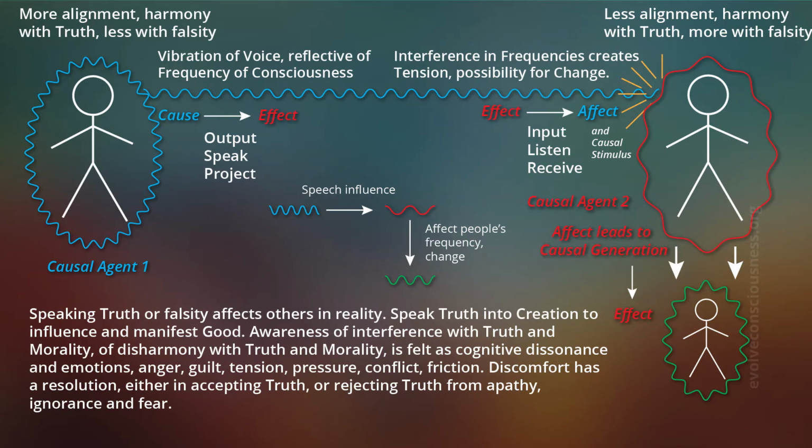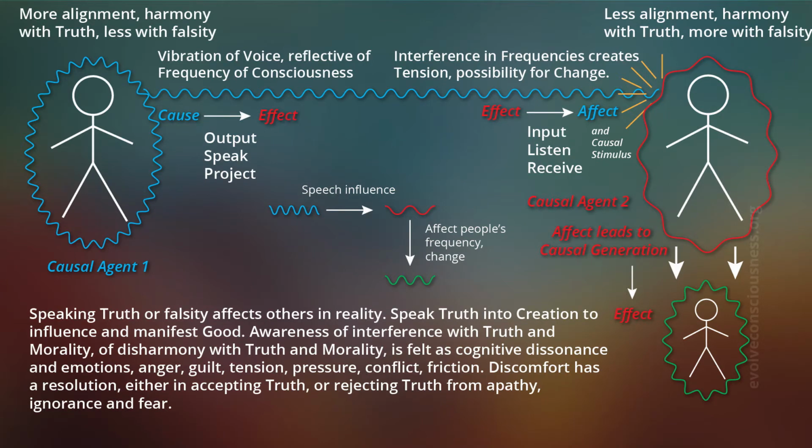So the speech from one person affects the other person's frequency, and then the change can be towards a raising of their vibration due to the other person inputting raised higher vibrations of truth about reality, input through the vibration of voice, speaking truth into existence, and then the other person, causal agent 2, receives that effect, and that effect leads to a causal generation. And then they can generate from that causal generation another effect. So in this case, the causal generation would be in their thoughts and emotions, they realize how they're in contradiction and they need to change themselves.